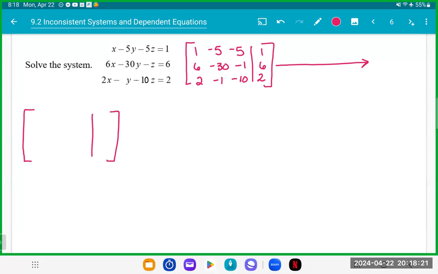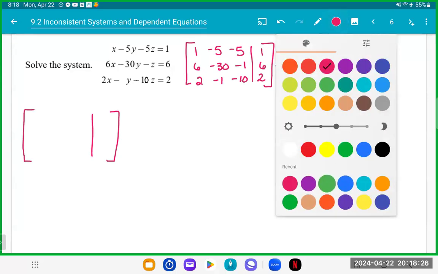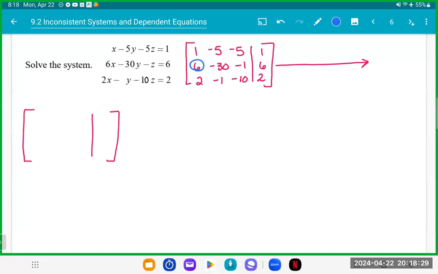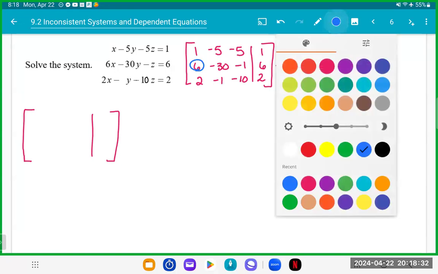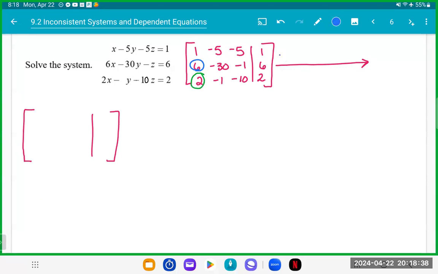Okay, so let's do like we did in the past. Let's get this one as a 0 and this one as a 0. So that's going to give me -6 row 1 added to row 2, replace row 2. And this one's going to give me -2 row 1 plus row 3, replace row 3. So that means row 1 is staying the same, so we'll copy it down: 1, -5, -5, 1.